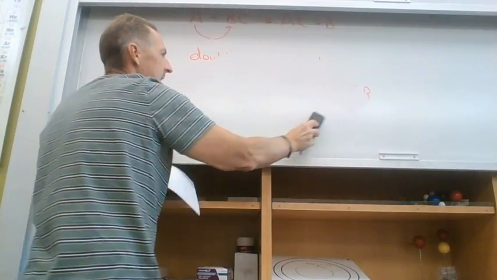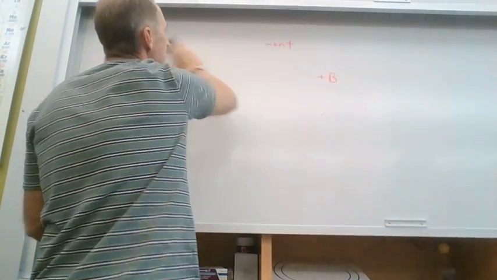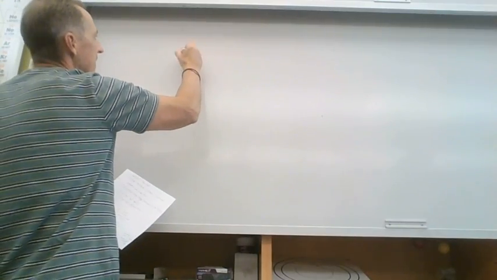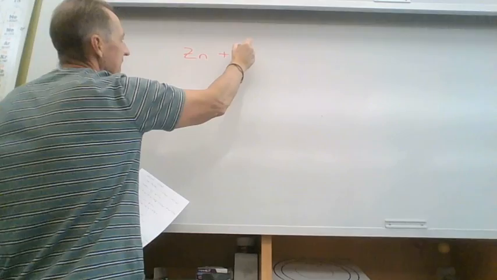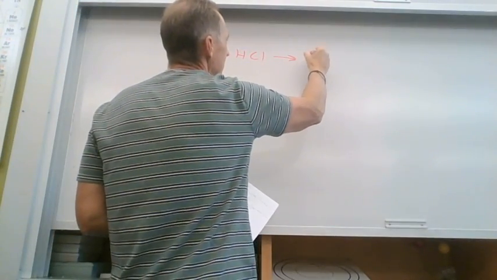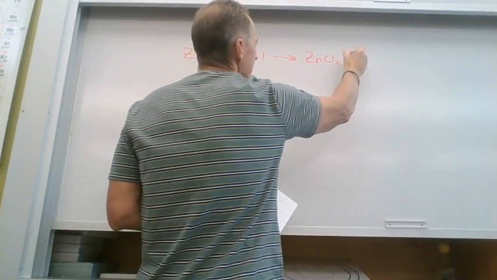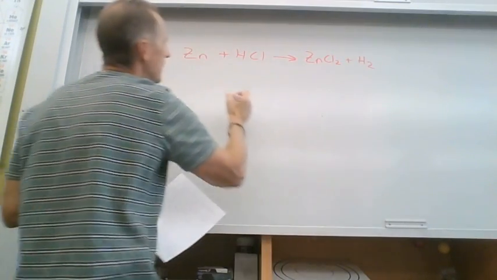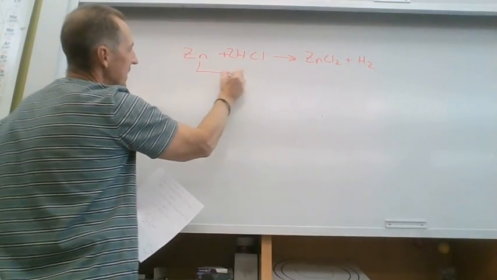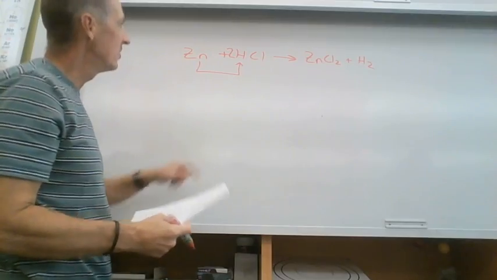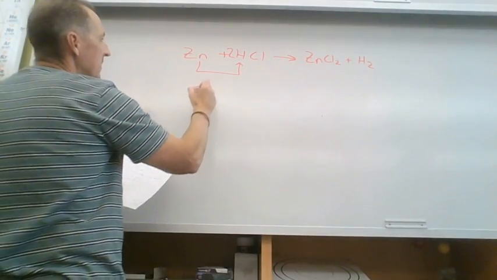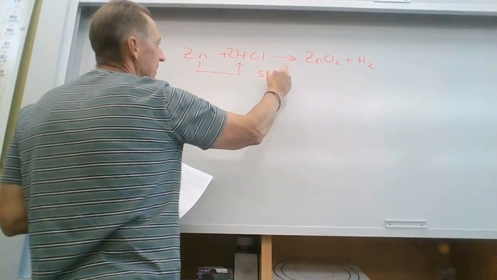And an example. All right, so if we took zinc and added it to hydrochloric acid, we would expect that to form zinc chloride plus hydrogen gas. And so we balance our equation. So this is a single displacement where zinc is coming over here and displacing the hydrogen. The zinc is now with the chlorine and the hydrogen is by itself. So that would be a single displacement.